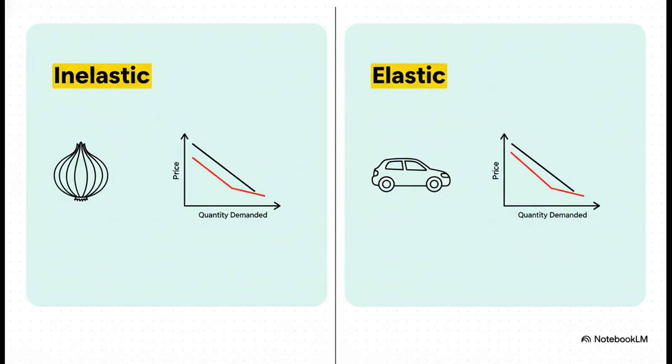To make this feel a little more real, just think about onions versus cars. You need onions for dinner tonight. If the price goes up a few cents, you're still going to buy them. It's a necessity, so demand is inelastic. A car, on the other hand, that's a huge purchase you can put off. If car prices shoot up, a lot of people are just going to wait. Demand is elastic. It's a perfect way to think about it.